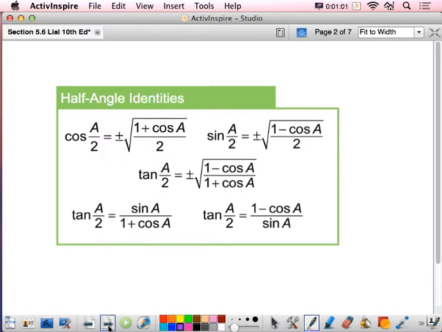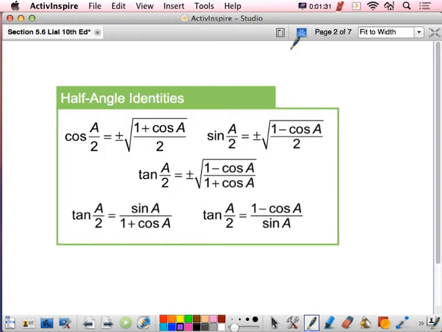Notice, though, that tangent's last two options, here and here, don't involve square roots, but they do involve you being able to find both sine and cosine of the whole angle. So, that's a trade-off. The square root, but you only need cosine of A. If you don't have the square root, you have to have sine and cosine of A. So depending on what your situation is, you'll choose between those. So I'm going to pause right here, let you take some notes.